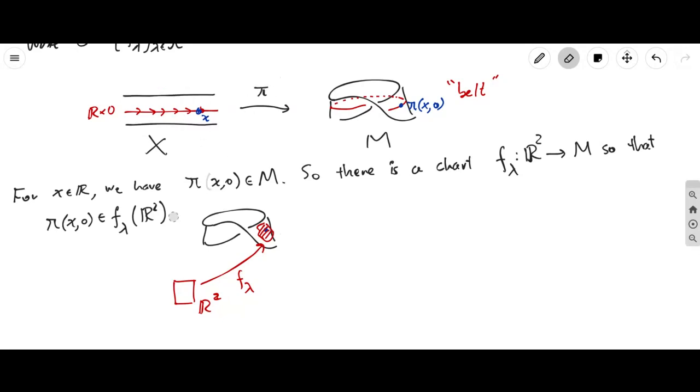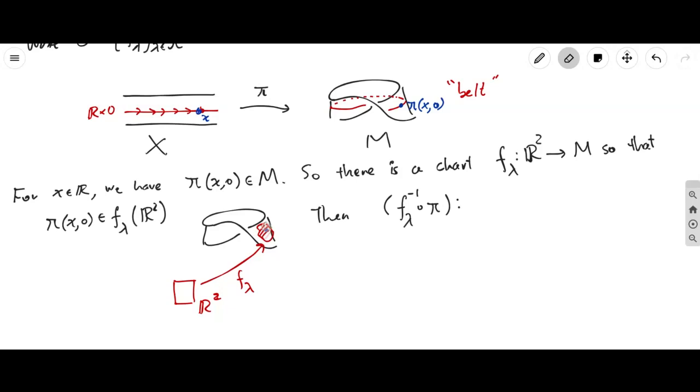So if we go pi first, and then we compose it with the inverse map, which exists because this is a homeomorphism, we will then get a map from pi, from the infinite strip to R2. So if we go pi first, and then we compose it with f lambda inverse, then that would be a map.